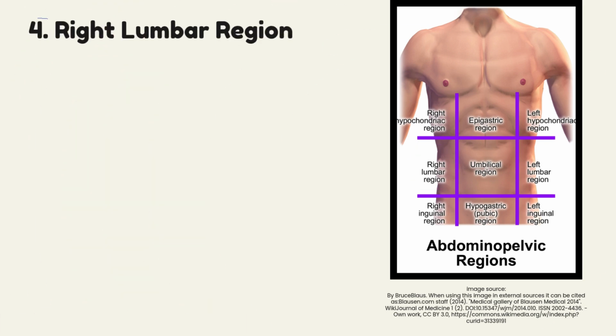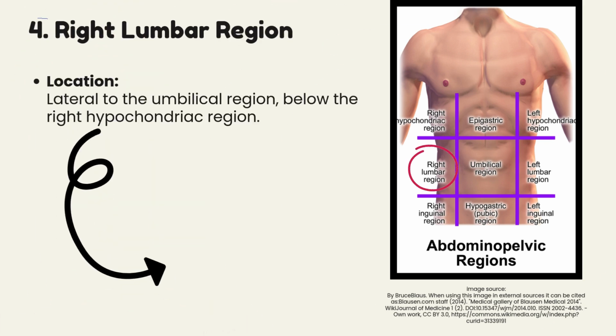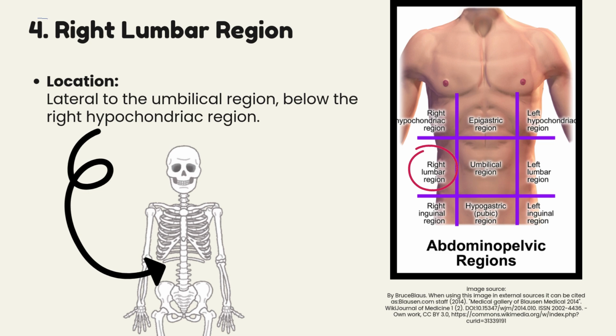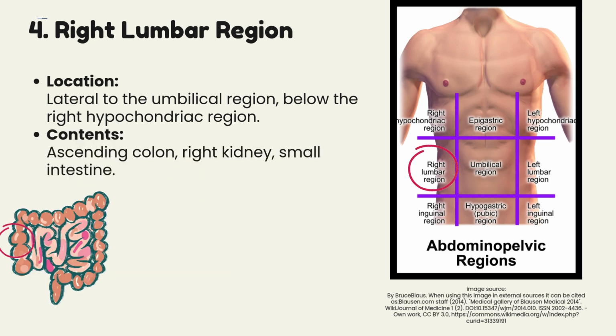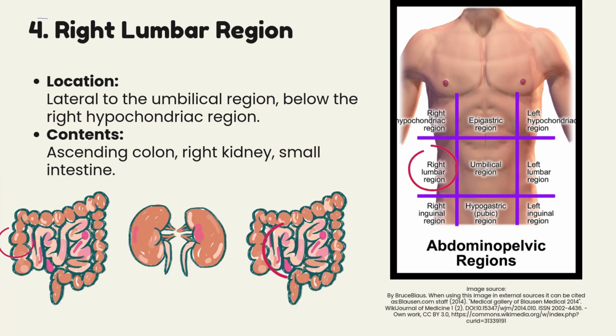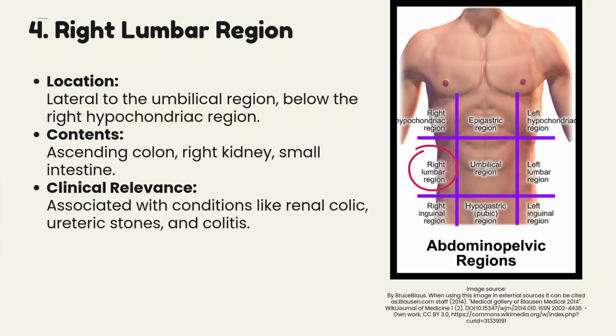Number 4. Right lumbar region. It is located lateral to the umbilical region, below the right hypochondriac region. It consists of the ascending colon, right kidney, and small intestine. It is associated with conditions like renal colic, ureteric stones, and colitis.